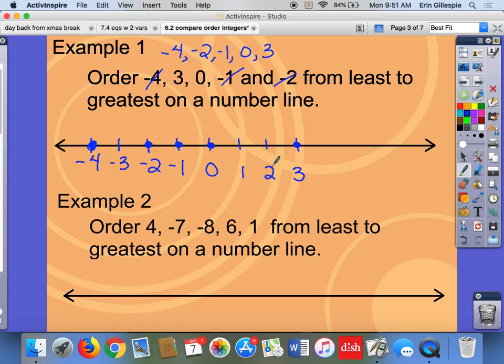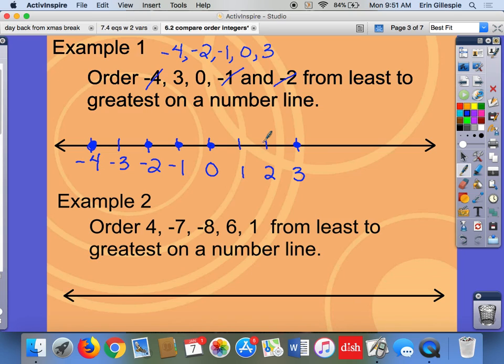In that case, I chose to count by ones because those numbers were all fairly close together. If you had numbers where it goes from like -50 to +100, then maybe it makes more sense to count by 50s, right? Or 10s, 20s, 2s. But look at your numbers in your sequence to decide what makes sense to use as your interval between tick marks on your number line.